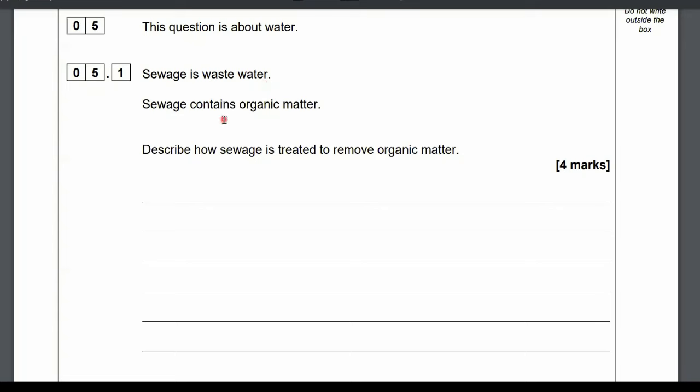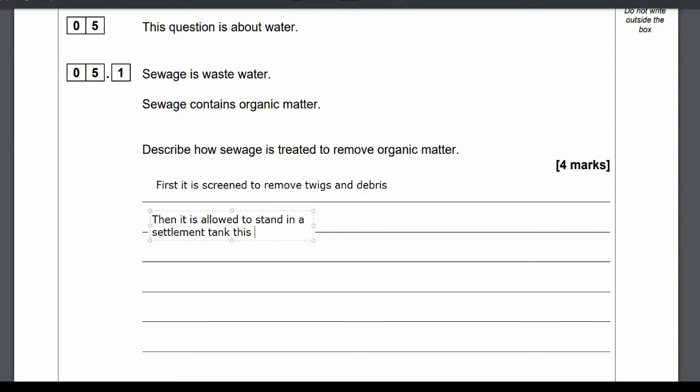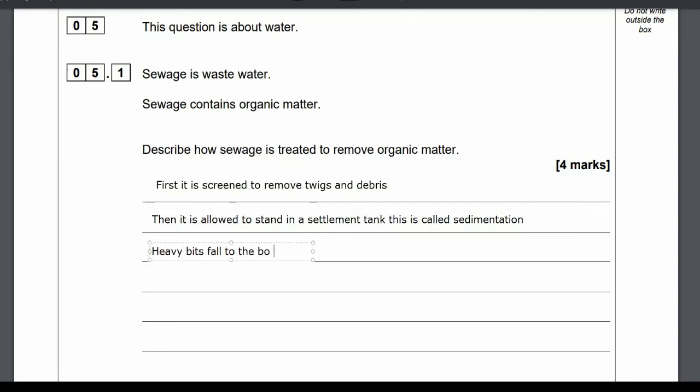Let's go on to question 5. Sewage is wastewater. Sewage contains organic matter. Describe how sewage is treated to remove the organic matter. Well, first you've got to screen it to remove the twigs, debris, and lumps. This is allowed to stand. We call that sedimentation. That's when the big bits, heavier bits, fall to the bottom and you get a liquid at the top. The liquid at the top is called effluent. Next thing.